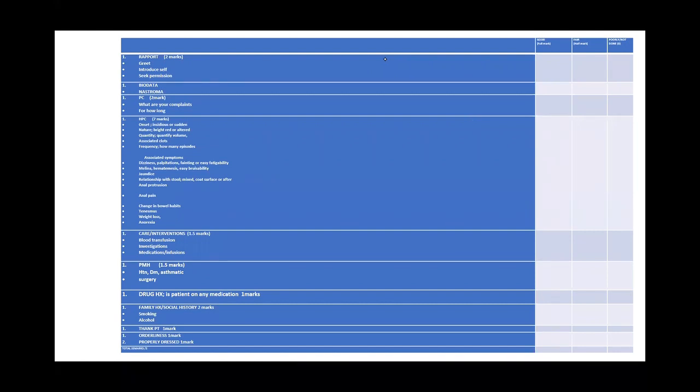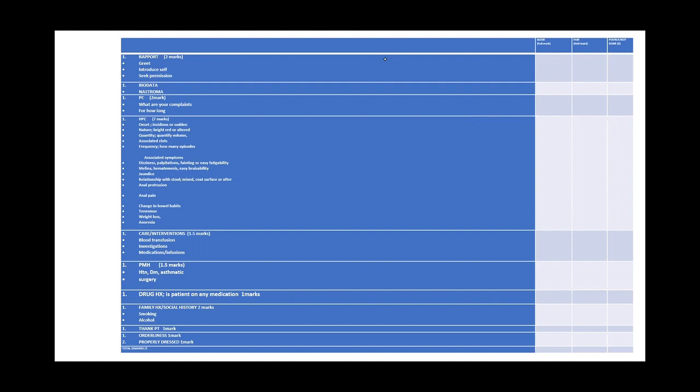Even the upper GI bleeding might be related to chronic liver disease with raised portal hypertension. Now, you want to ask the relationship of that bleeding with the stool. Is it mixed with the stool? Does it coat the surface of the stool, or does it come after the stool? All these are important. You want to ask if there is associated anal protrusion.